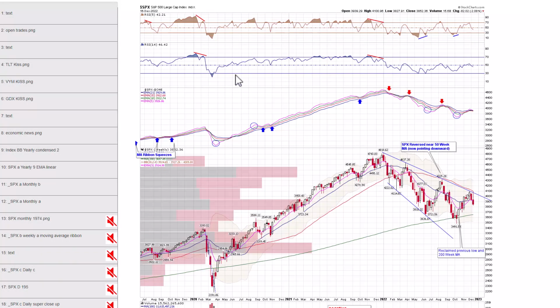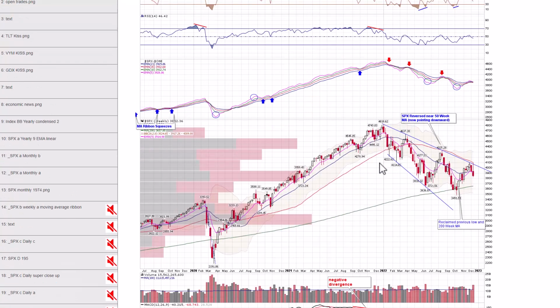Next, chart 14. Here's a weekly view of the S&P. So, again, into the bull market top in December of 2021, you can see the moving average ribbon here went bearishly stacked. We have a series of lower highs, lower lows. The 200-week moving average is a very widely followed long-term moving average.